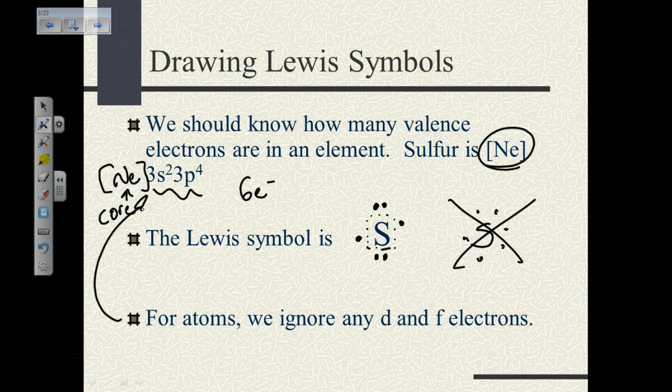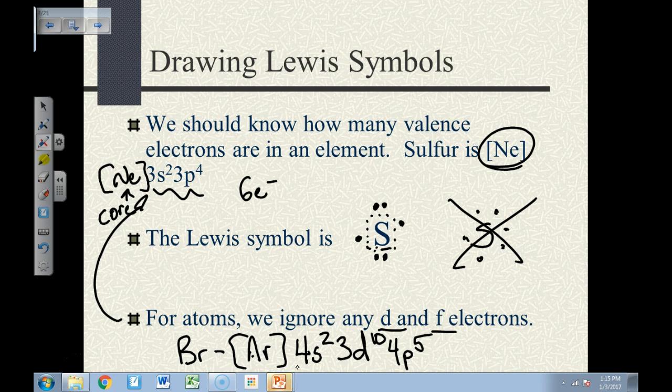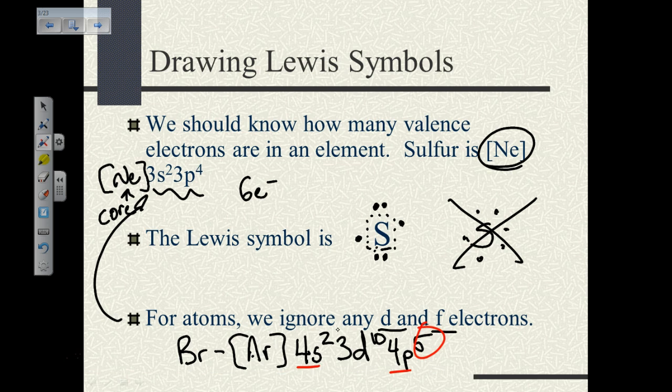And I guess this relates back up here. As we're counting valence electrons, let's ignore any d and f electrons that we deal with. So something like bromine has an electron configuration of argon, and then 4s2, 3d10, 4p5. And so the definition of valence electrons is the outermost energy level. So the outermost energy level is 4, and 4s2 plus 4p5 is 7 valence electrons. And we draw it like that.